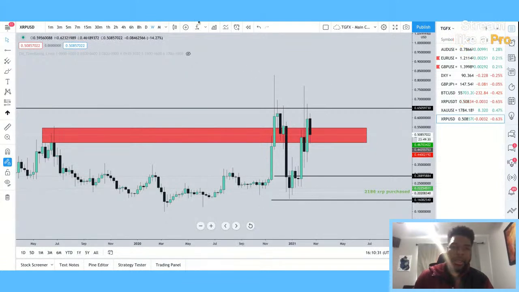Now, I personally do think that we're headed back down, at least until like 20 cents again. I really want to see a retest of like 15 cents or something like that.